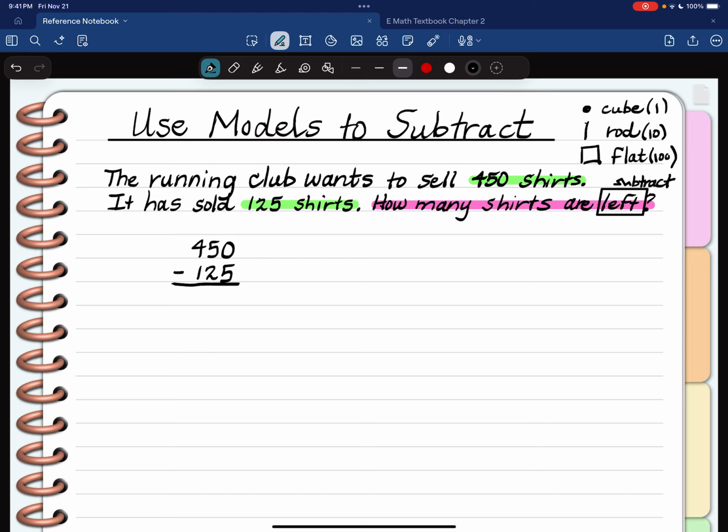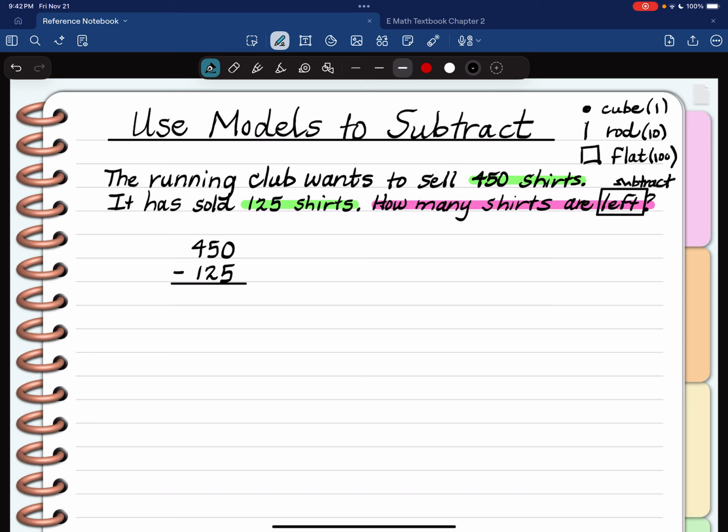Now, if you know how to borrow, you don't have to watch this part of the video. I would encourage you to, because you need to know why you're borrowing. That will help you do algebra later on. It will help you do lots of things. So you always need to know why you're doing something. So here's how they want us to do this problem. They want us to model it using those symbols.